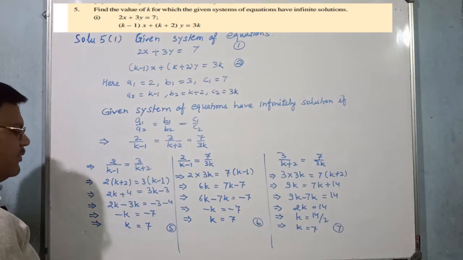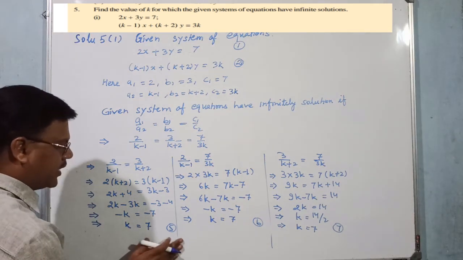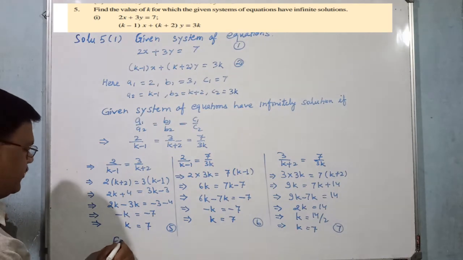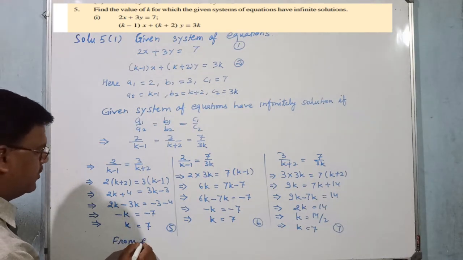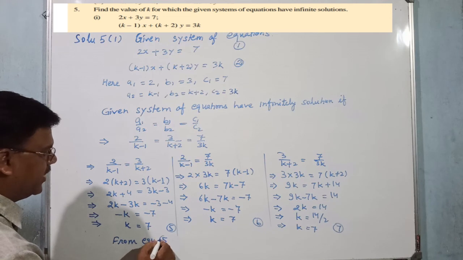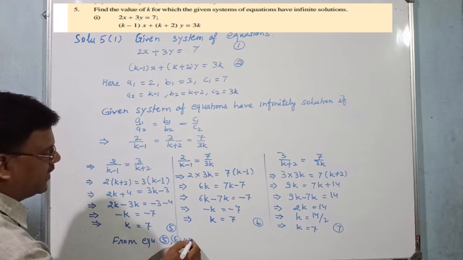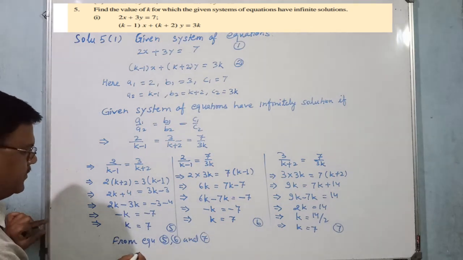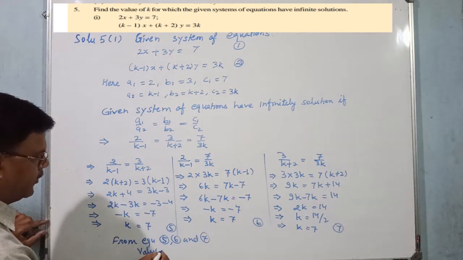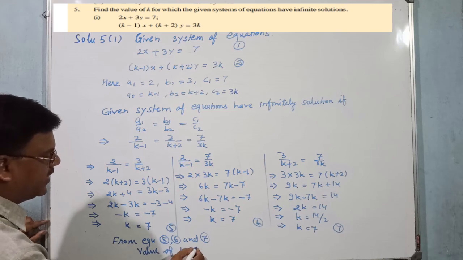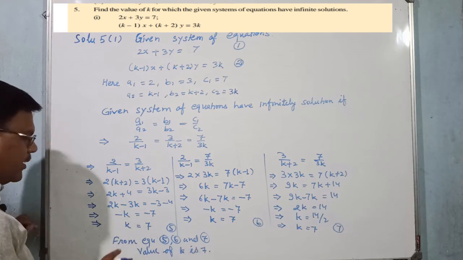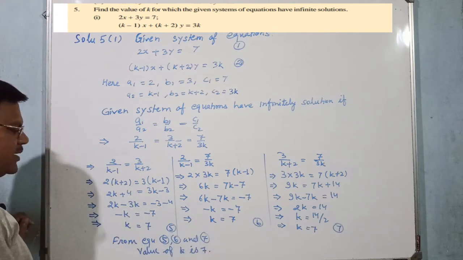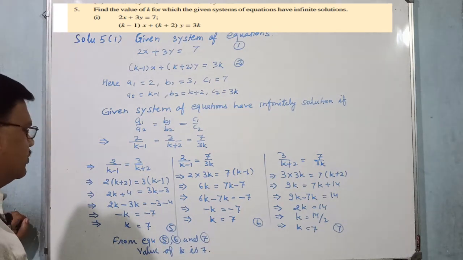In all cases, we find same value for k. Hence, from equations 5, 6 and 7, value of k is 7. If you find different value for k, then we can say that k has no value.